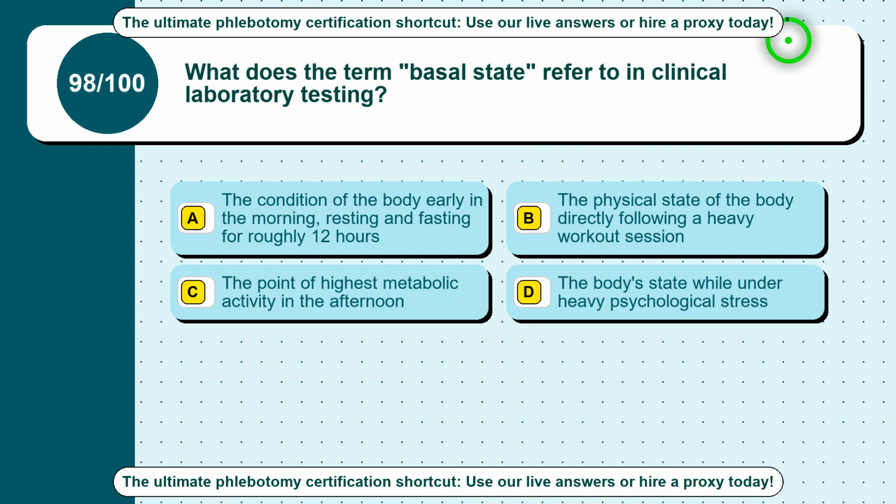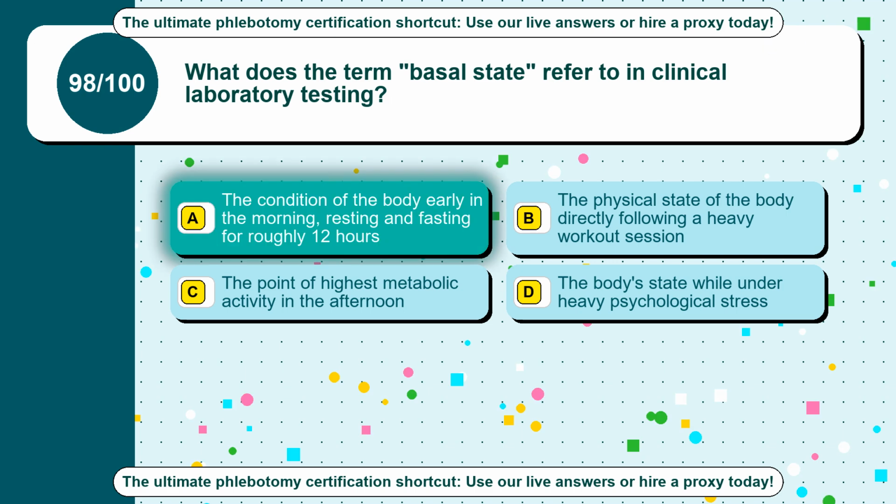Question 98. What does the term basal state refer to in clinical laboratory testing? Option A. The condition of the body early in the morning, resting and fasting for roughly 12 hours. Option B. The physical state of the body directly following a heavy workout session. Option C. The point of highest metabolic activity in the afternoon. Option D. The body state while under heavy psychological stress. The correct answer is option A.